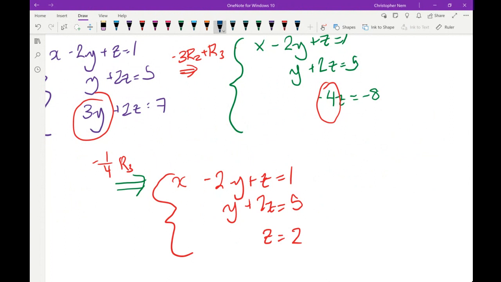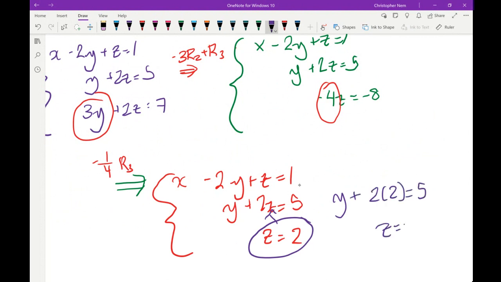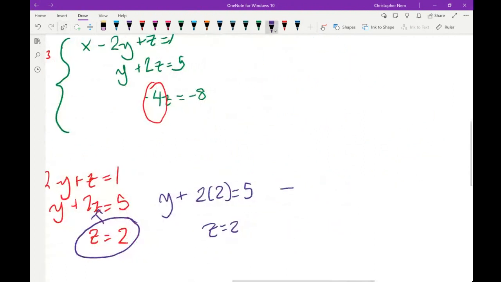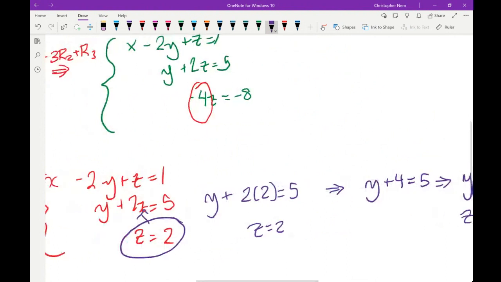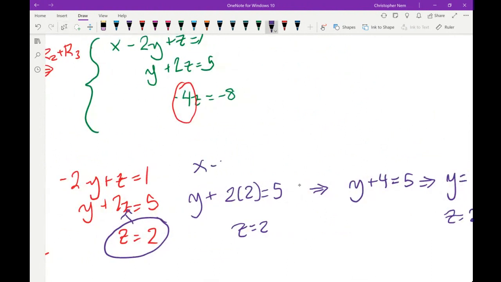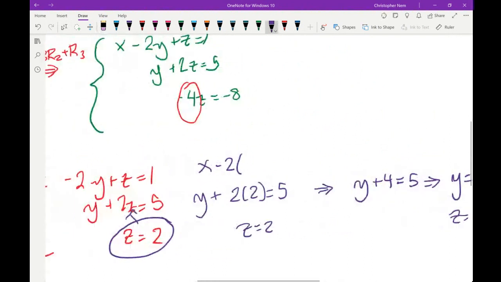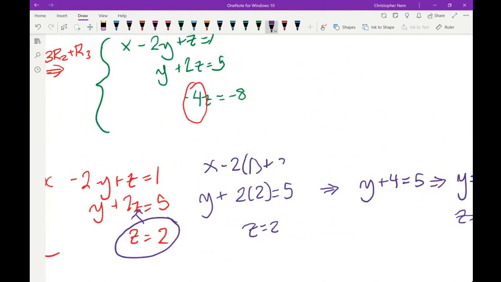Now all that's remaining is to solve the system. Well, I have z equals 2. If I were to substitute that in, over here I have y plus 2 times 2 equals 5, which is going to give me y plus 4 equals 5. So this is going to give me y is equal to 1, z is equal to 2, and then we just got to calculate x now. x minus 2 times my y value, which is 1, plus 2, which is z, equals 1.